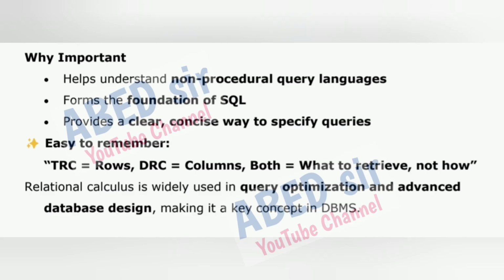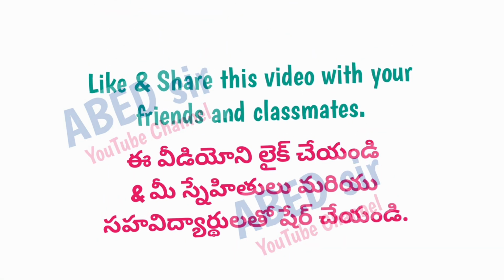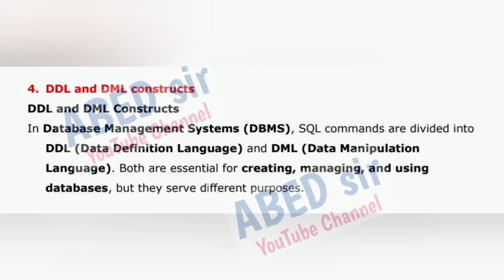Easy to remember: TRC is equal to rows, DRC is equal to columns, both is equal to what to retrieve, not how. Relational calculus is widely used in query optimization and advanced database design, making it a key concept in DBMS. Next important long question is 4.